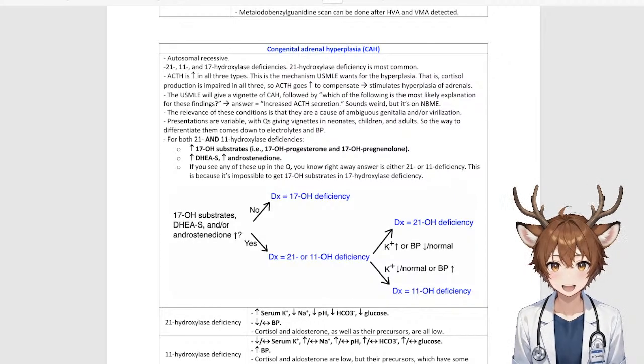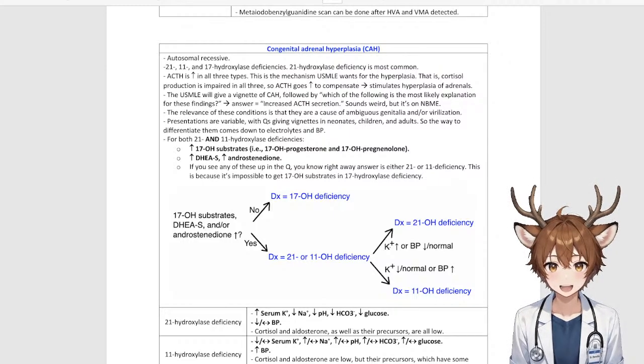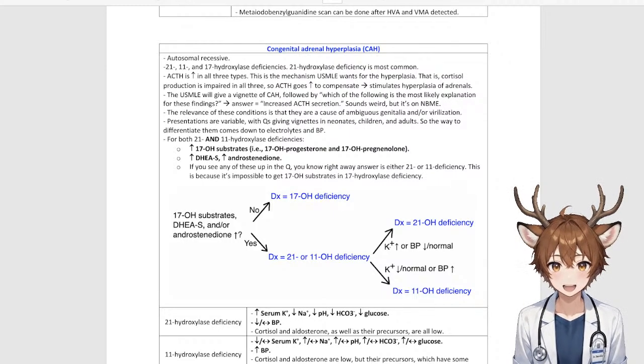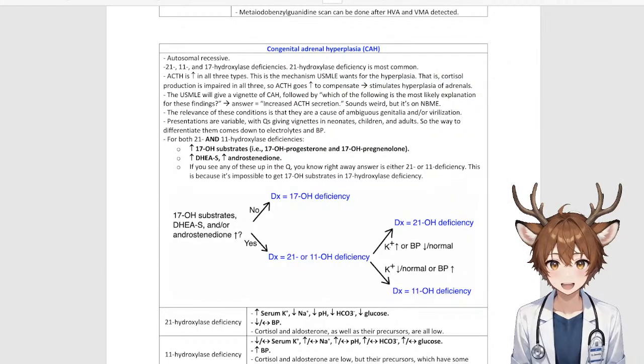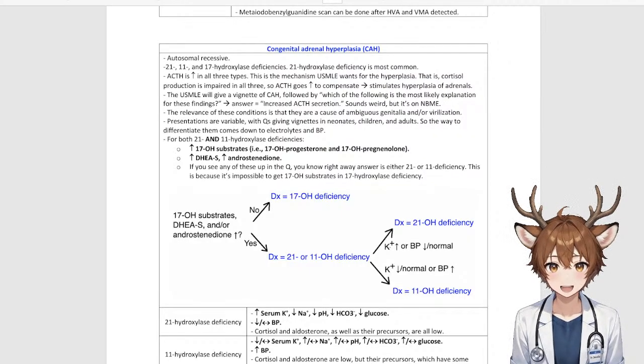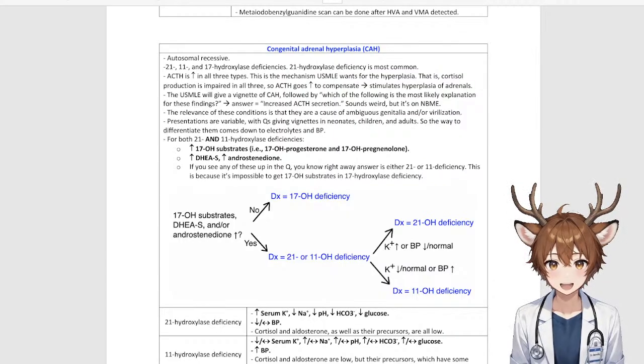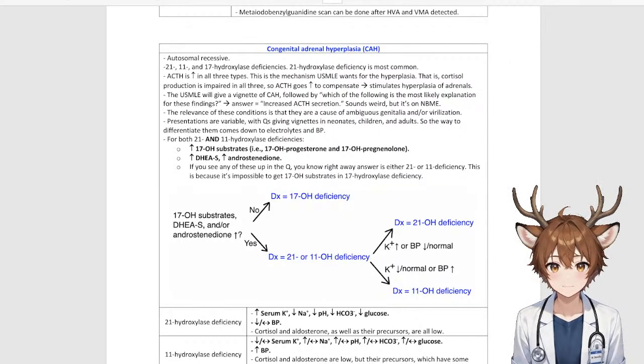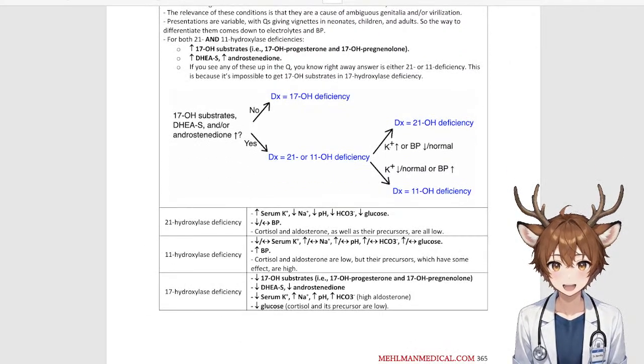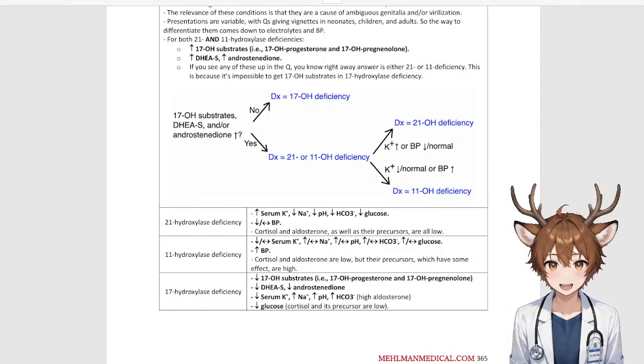If the potassium is elevated and the blood pressure is low or normal, then in that case it's going to be 21 hydroxylase deficiency. If the potassium is low, while the blood pressure is normal or elevated, that means you're going to have 11 hydroxylase deficiency. So again, we say the same thing down here, I guess, or something similar.